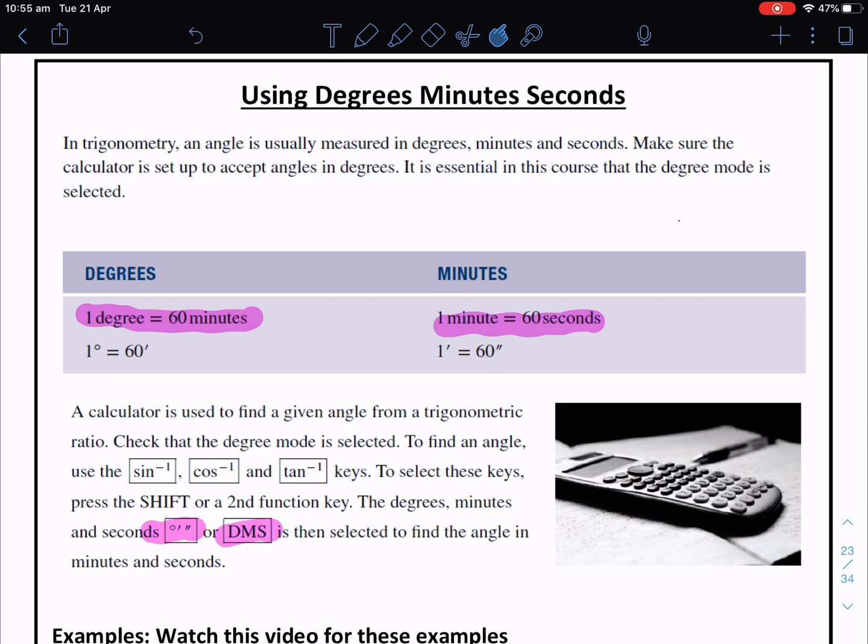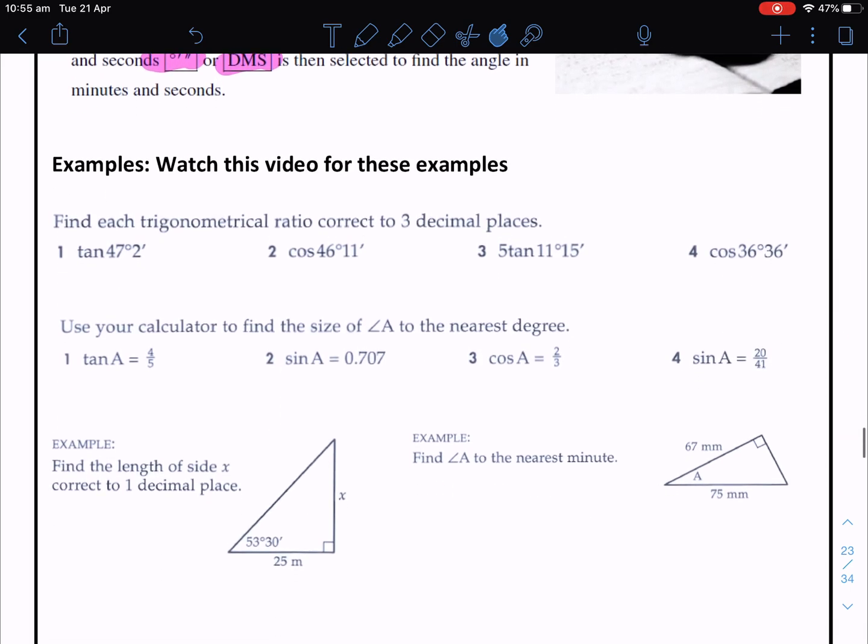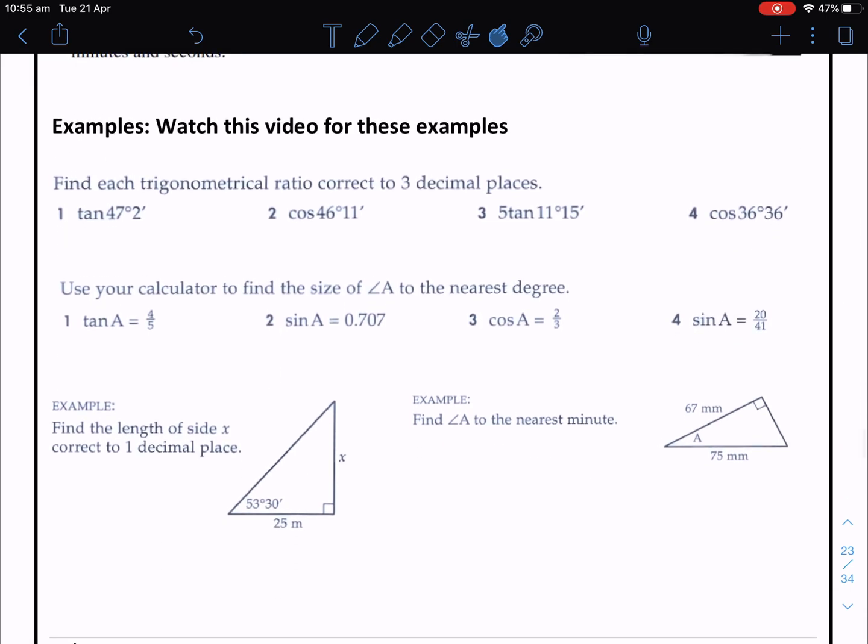Having a look here, we're going to do some examples. So you need to make sure that your calculator is in the degrees mode before you go ahead and do these examples with me. So here it says find each trigonometrical ratio correct to 3 decimal places.